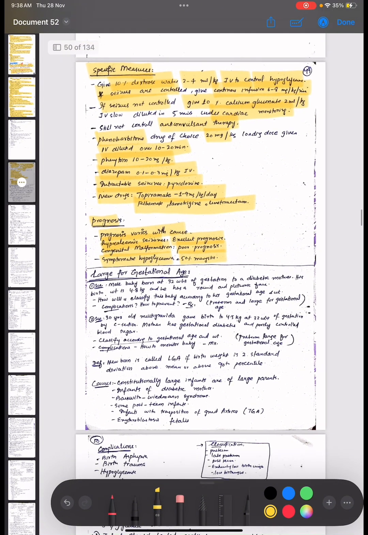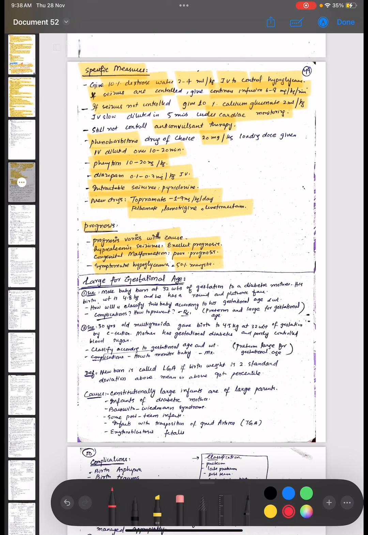Okay, so the specific measures for neonatal seizures are: give 10% dextrose water 2 to 4 ml per kg intravenously to control hypoglycemia. If seizures are controlled, then give a continuous infusion. If seizures are not controlled, then give 10% calcium gluconate. So first of all, dextrose water is given. If the seizure is not controlled, then give 10% calcium gluconate.